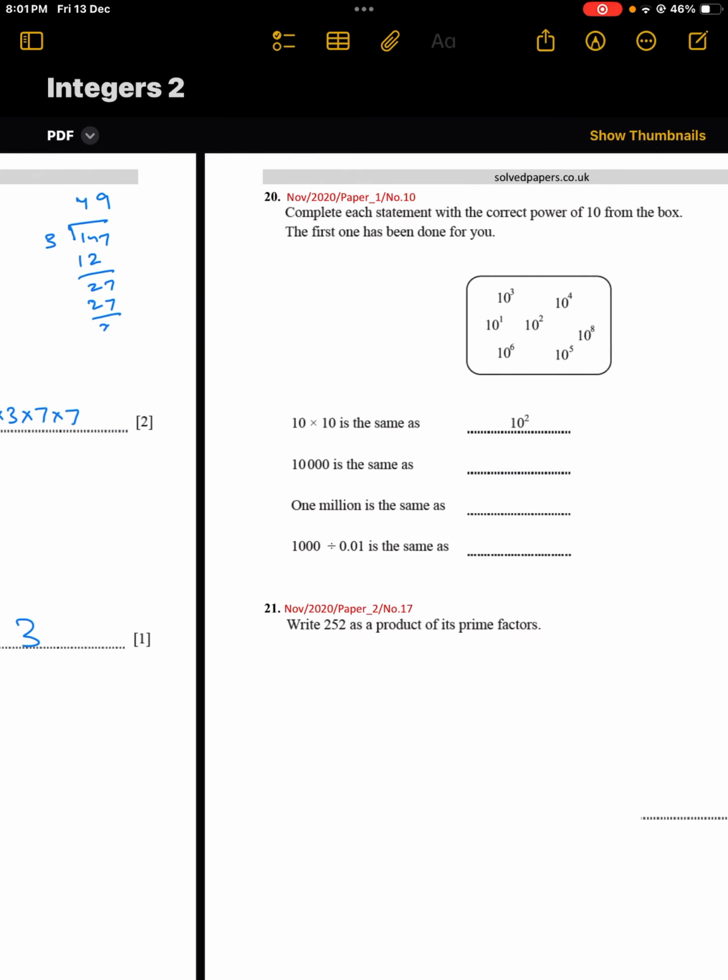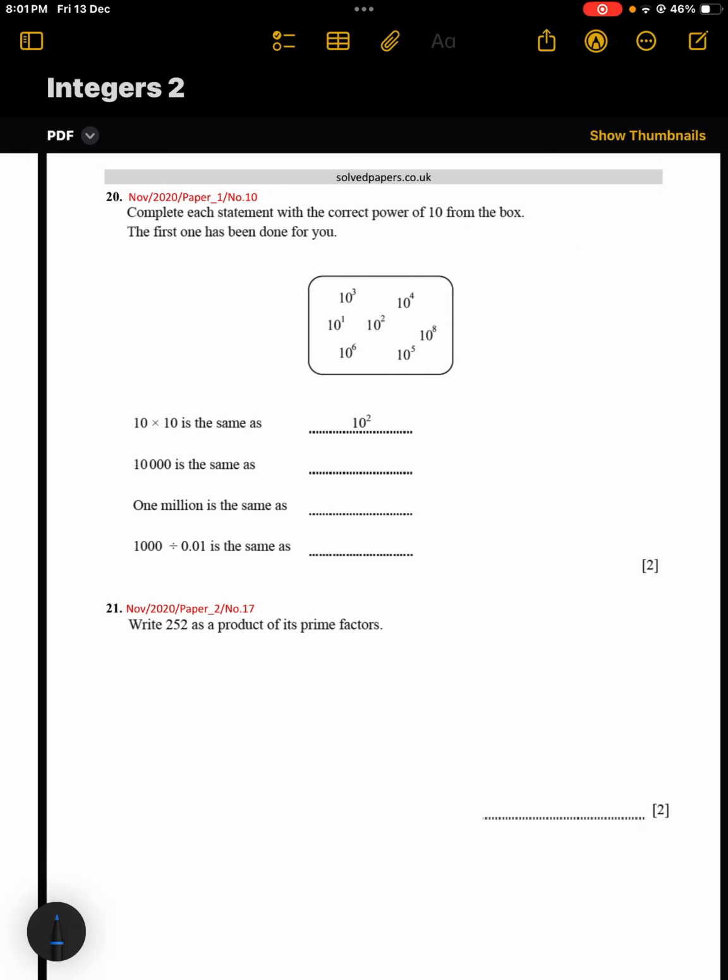Okay, now moving to question 20. Complete each statement with the correct power of 10 from the box. The first one has been done for you. 10 times 10 means 10 to power 2. As simple the trick, if you remember, 2 zeros means adding 2 powers. Now how many zeros do we have? 1, 2, 3, 4. 4 zeros. So means that 10 to power 4, this one, 10 to power 4.